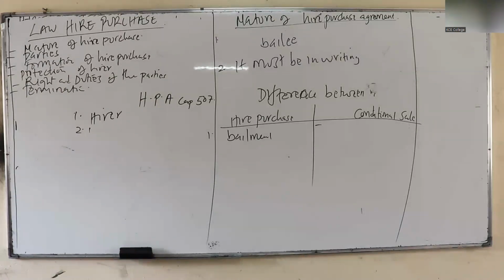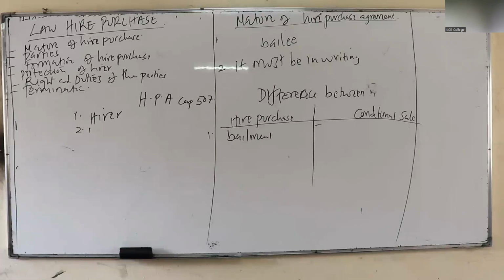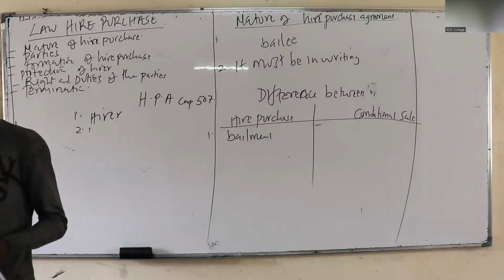Number three, property passes to the hirer when he pays in full. On the other side, property in goods passes to the buyer when he fulfills the condition.